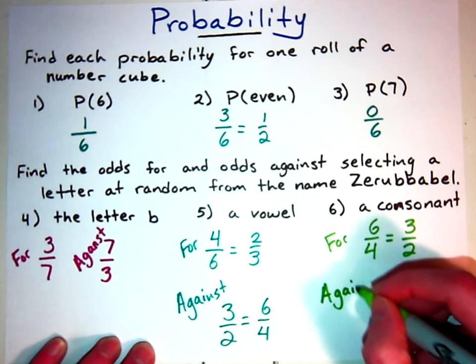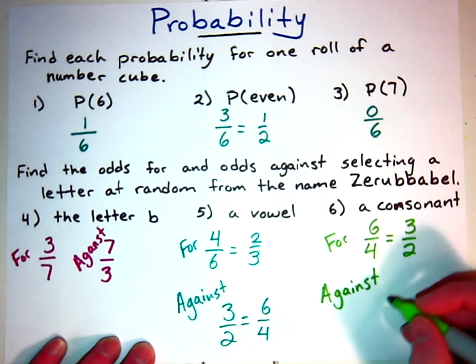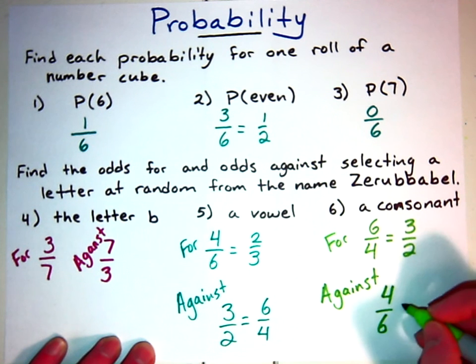Okay? So, moral of the story here. Okay, and then we flip the inverse. It's going to be 4 over 6. Okay, equals 2 over 3.